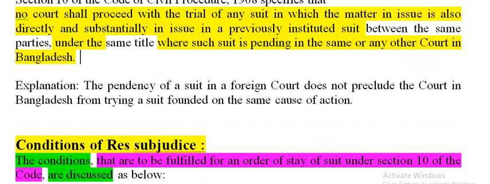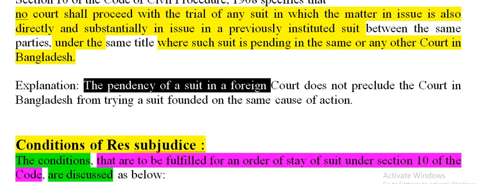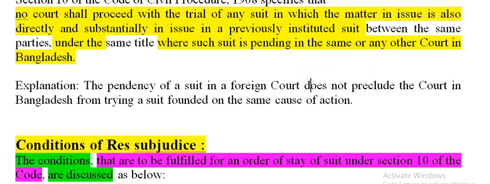Okay, in this section we are looking at the explanation. The pendency of a suit in a foreign court doesn't preclude the court in Bangladesh from trying a suit founded on the same cause of action.